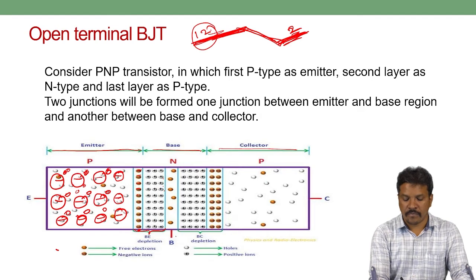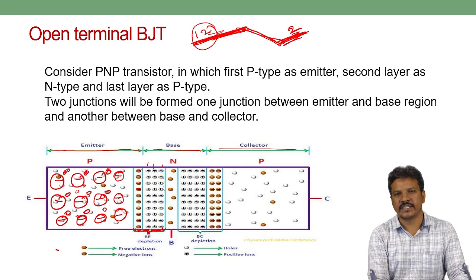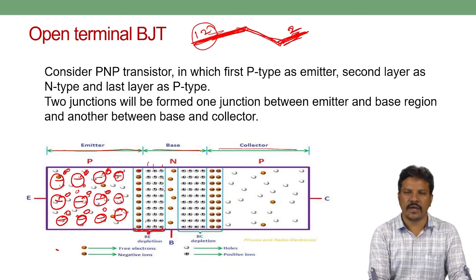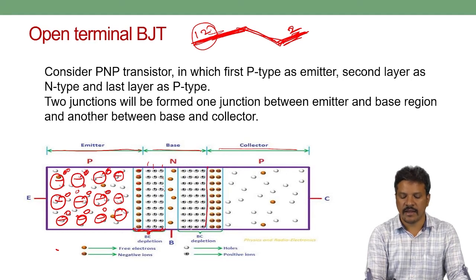Similarly, here, the negative immobile ions on the p side and the positive immobile ions on the n side together are called the depletion region. This depletion region is formed between the emitter and base terminals. That's why this junction is called the emitter base junction. The junction formed between the emitter and base terminals is called the emitter base junction, and the junction formed between the collector and base region is called the collector base junction, or collector junction.